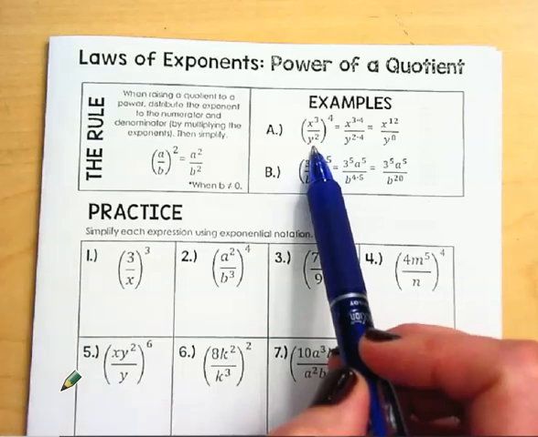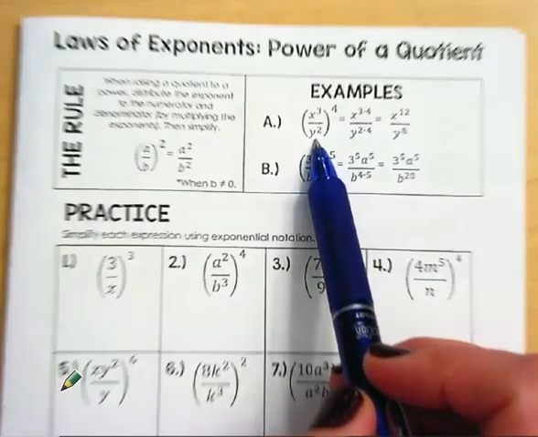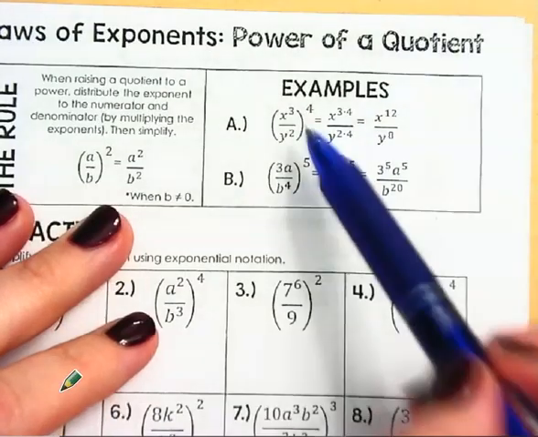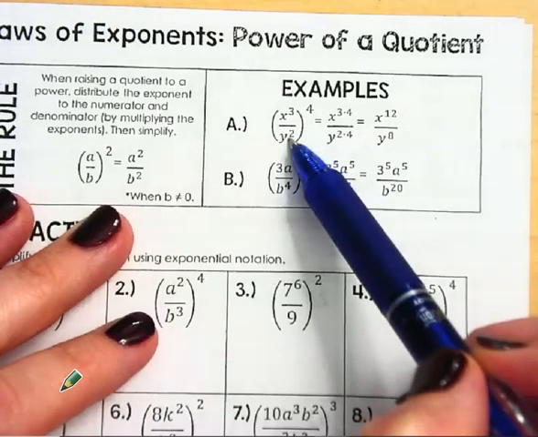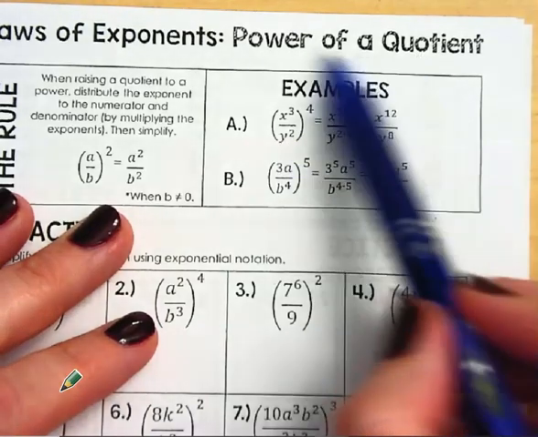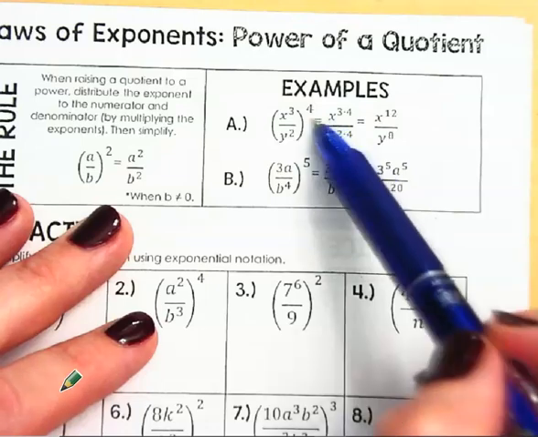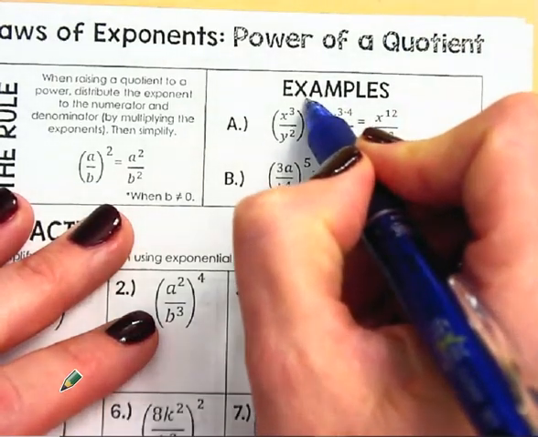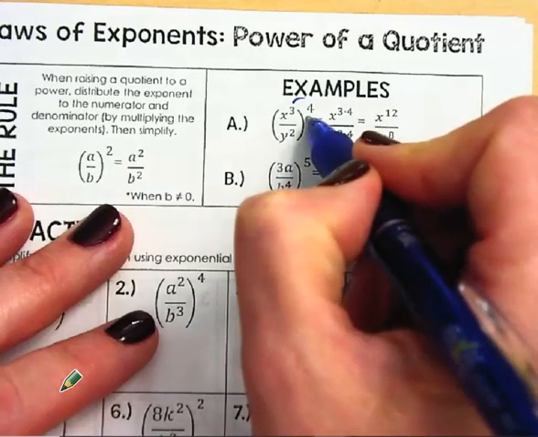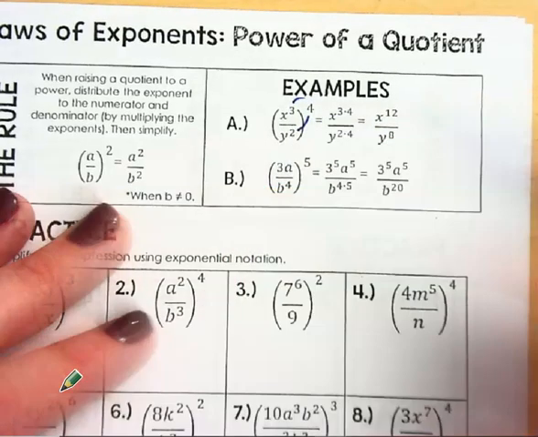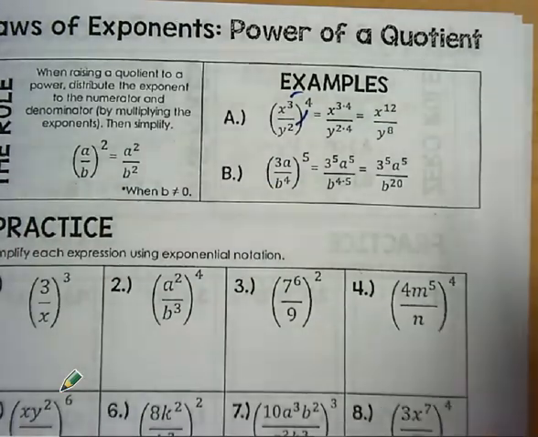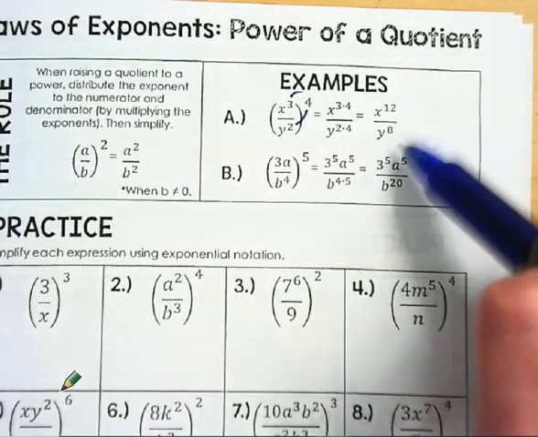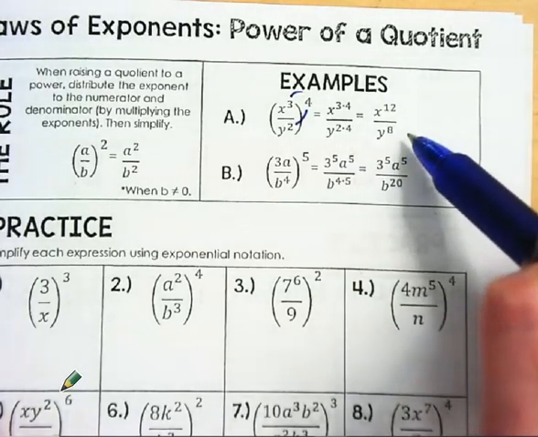So you'll see in this first example, the things we're dividing are x cubed over y squared. And that quotient is being raised to a power. The power is this 4. What is going to happen is that all the powers inside get multiplied by that outside power of 4. So this will give me x to the 12 on top and y to the 8 on bottom.